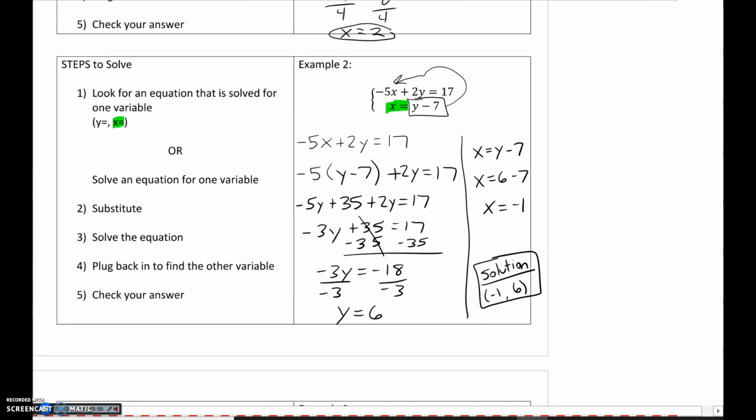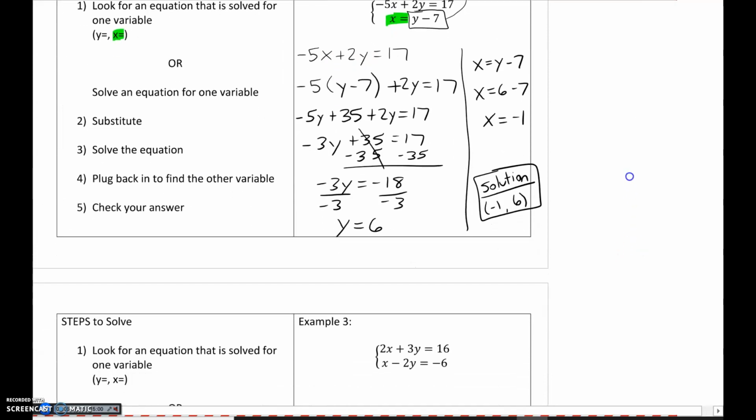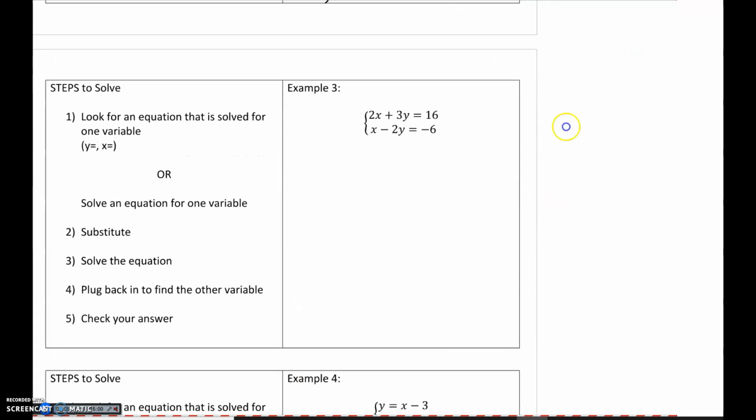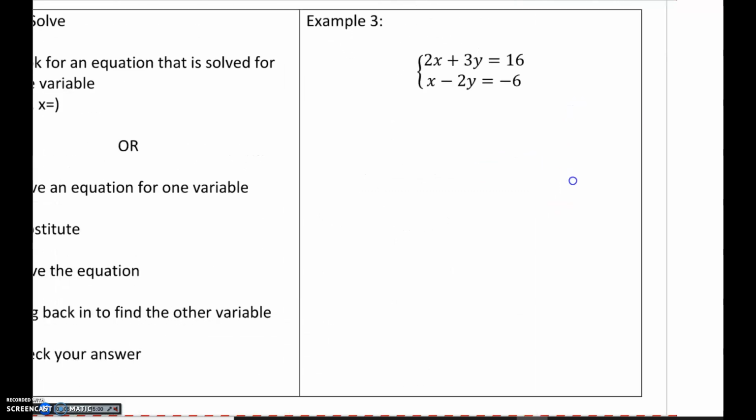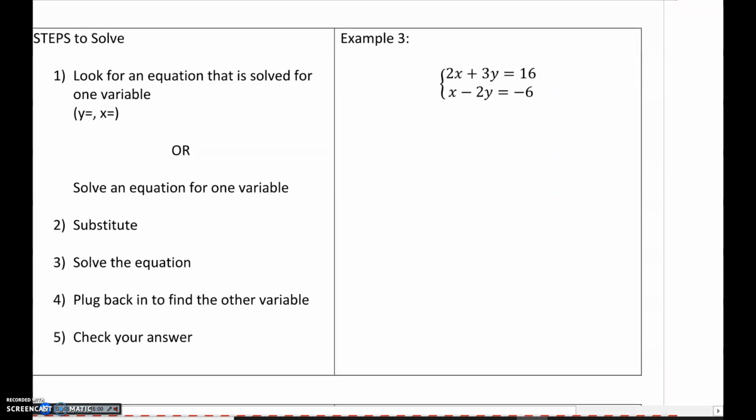All right, let's take a look at another example. So you want to start off with looking for an equation that is solved for one variable. So we want a y equals or an x equals. In this example, neither equation has a variable that's solved for. So what I'm going to have to do is actually solve an equation. And it looks like the bottom equation is easier to solve because the x doesn't have a coefficient. Because of that, I know I can solve for x pretty easily.